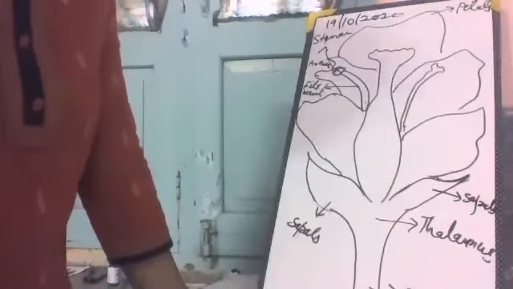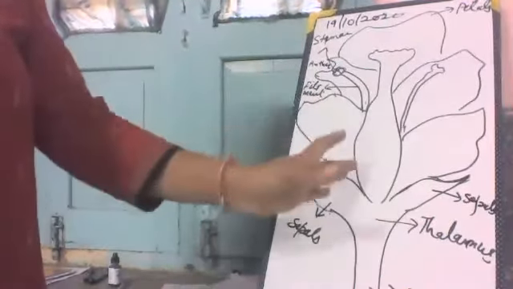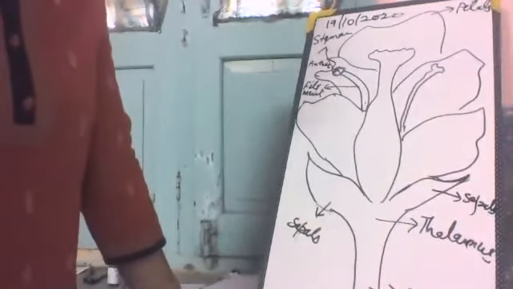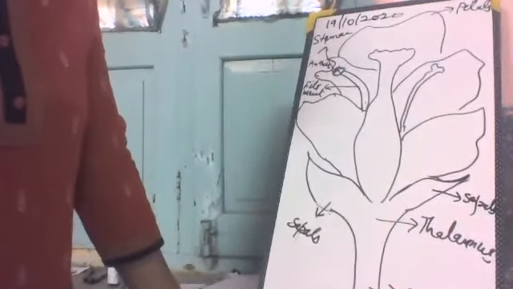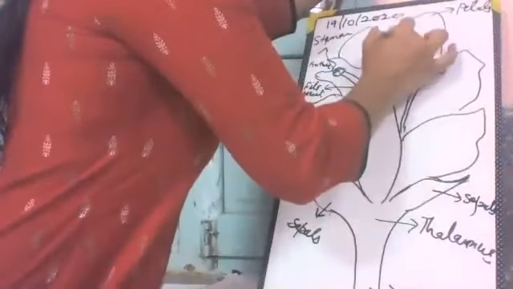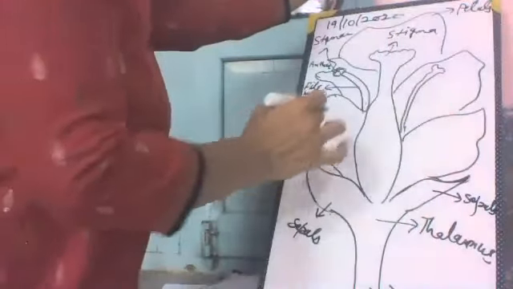Stamens are the male reproductive part of the flower. Here is the fourth whorl and the important part of the flower, which is gynoecium. This is the female part of the plant, and this is divided into 3 parts. The first is stigma at the top.